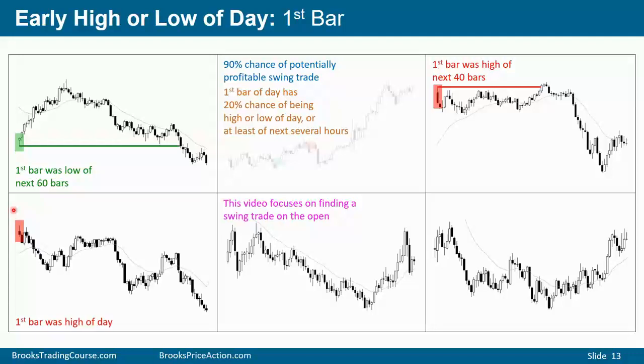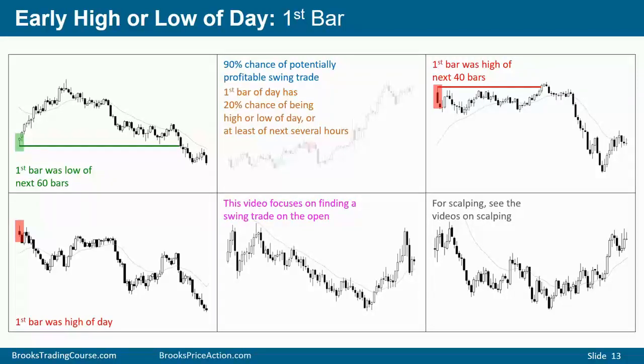In this video, I'm going to focus on finding a swing trade on the open. By the open, I don't necessarily mean the first bar, I mean the opening range. Sometimes there is no opening range. Sometimes the market just rallies immediately from the first bar. More often, it goes sideways for an hour or two. That hour or two is the open. Traders will look for a swing trade during that opening range.